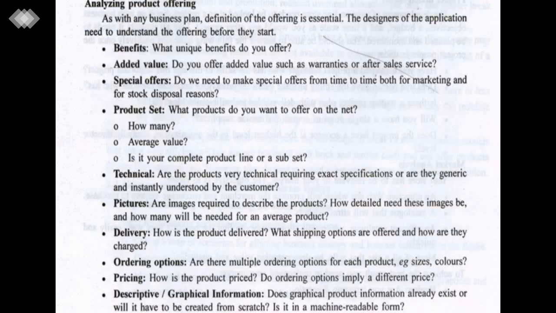Now next is descriptive and graphic information. Does graphical product information already exist, or will it have to be created from scratch? Is it in a machine readable form? So all these things are included in descriptive and graphical information.